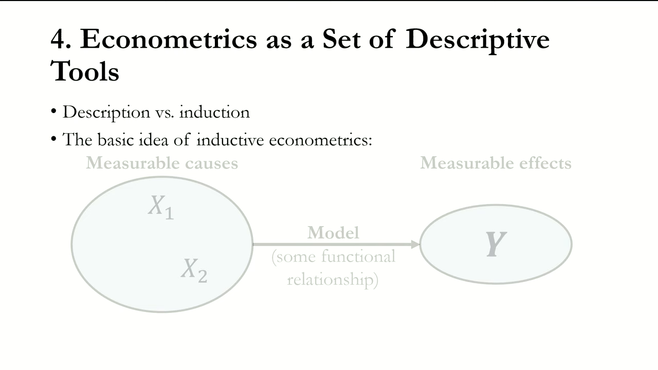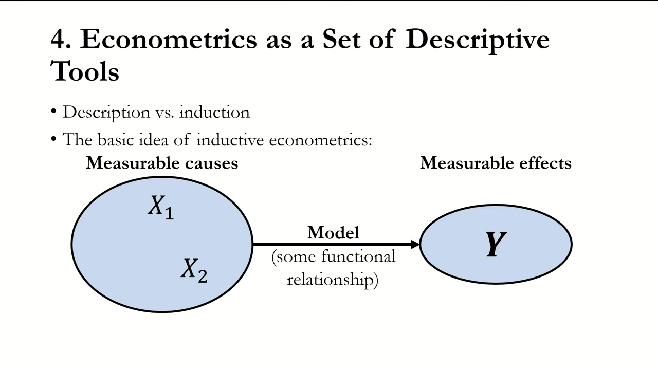The main idea of inductive econometrics is the following. It always operates on the basis of measurable, observable variables, and you then postulate a set of variables that are the causes and a set of measurable variables that are the effect. And you postulate some model, some quantitative mathematical relationship, some functional relationship between them. Yeah, so you have x1 and x2 as the measurable causes, and you have y as the measurable effect. So the idea of inductive statistics, econometrics, is now that you put your model to the test. Yeah, you are willing to revise your model, to falsify your model in light of new evidence.